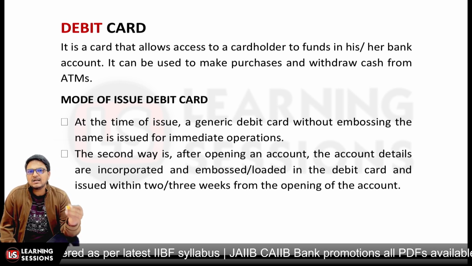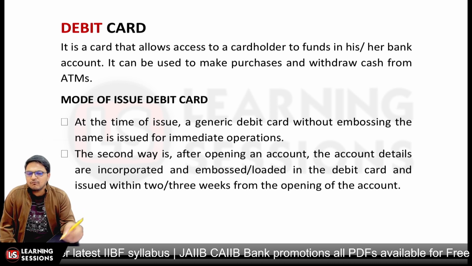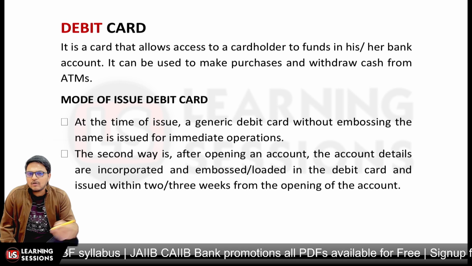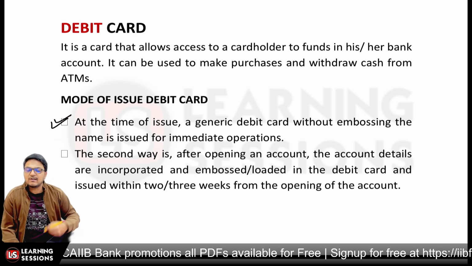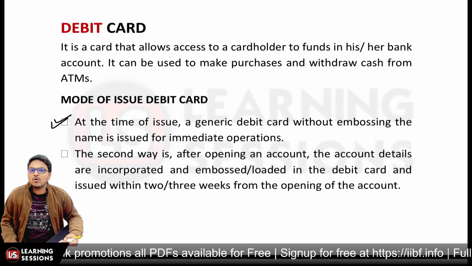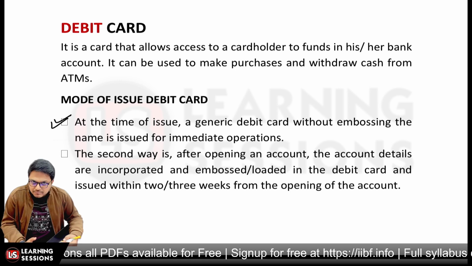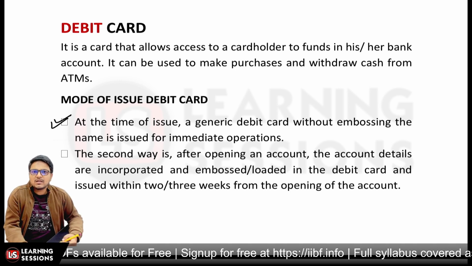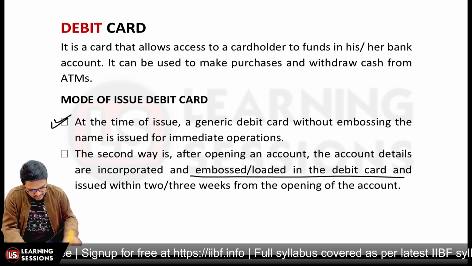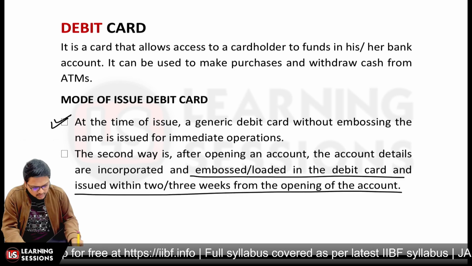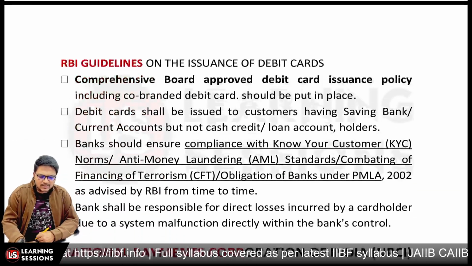At the time a debit card is given, it may be given without embossing the name, along with the account opening form, or it may be embossed when it comes after some days, where your name and all the information related to you is given to you, right? And the second way is that after opening the account, the details are incorporated, embossed, loaded in the debit card and issued within 2 or 3 weeks of the opening of the account. So that can be the scenario.